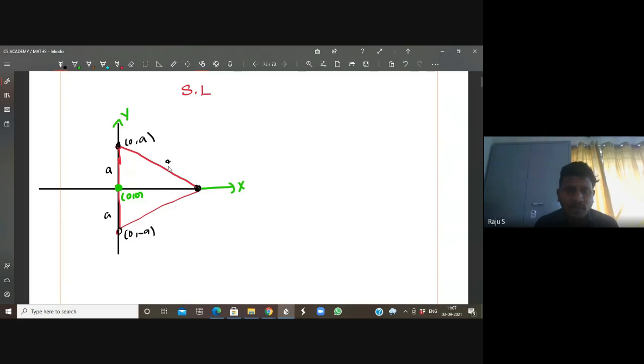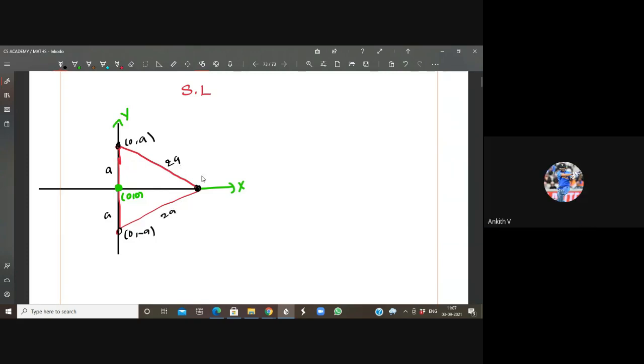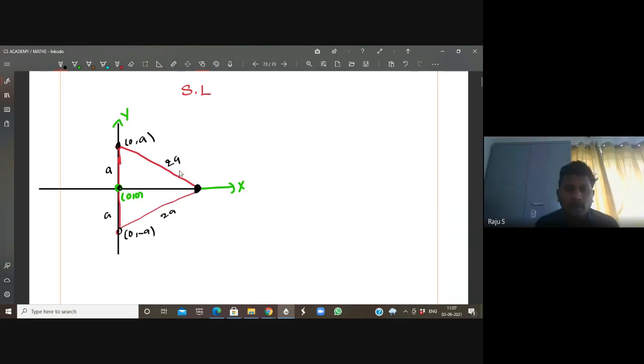This side is 2a, and this is also length 2a. The height of an equilateral triangle is root 3a by 2. Here we have to find the length, I mean this vertex. For that, this will form a right angle triangle. So we know that this is 2a, this is a.